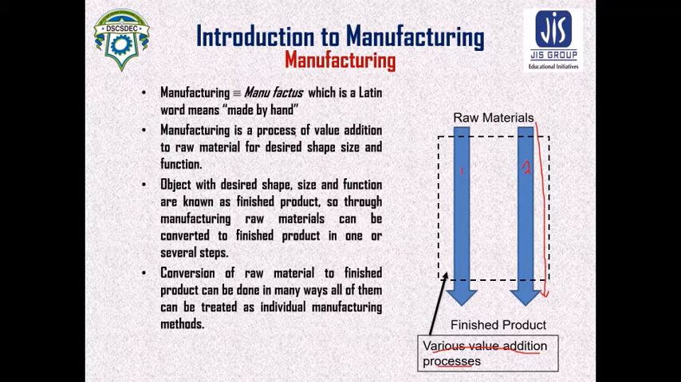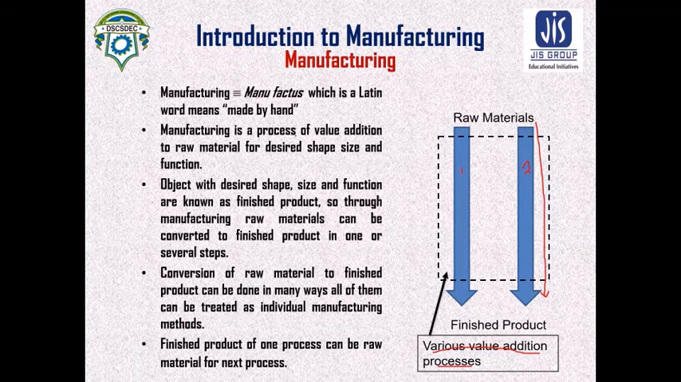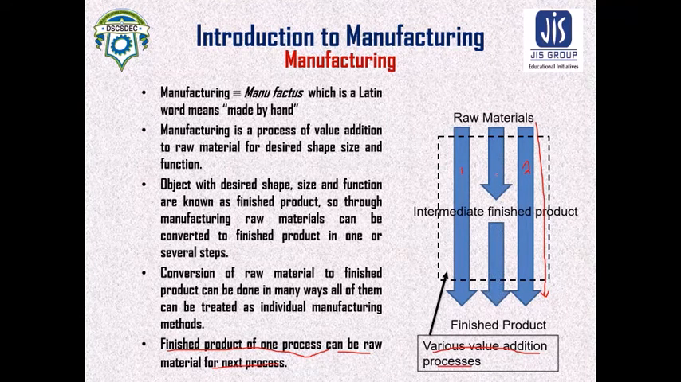See, manufacturing can be done in one step or in more than one step. In case of more than one step, the finished product of one process can be the raw material of the next process. See here, this is the raw material. From here an intermediate finished product is formed, and after that we get the finished product. We can see this by an example.